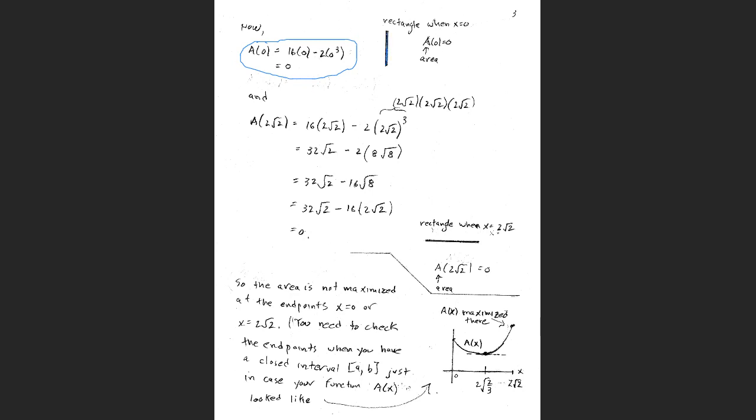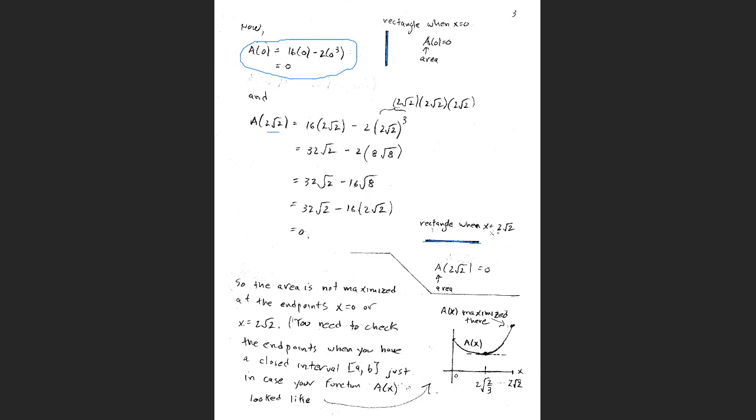On the other hand, if x equals 2 root 2, the area there is also going to be 0, because that would be a horizontal line segment. There's no height to it, just width. But there's no height, and so the area equals 0.